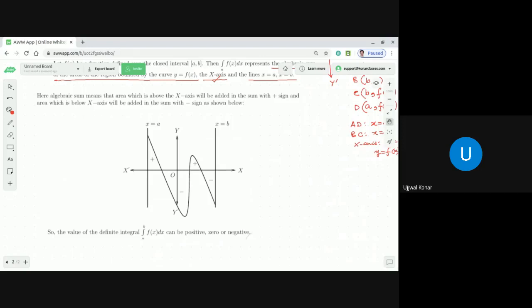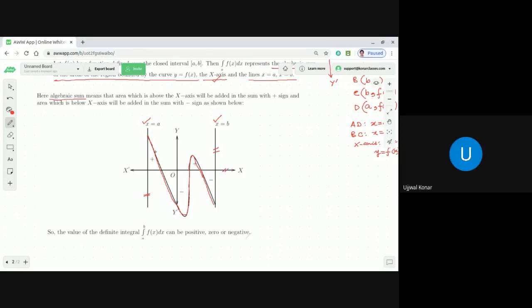Here, I emphasize the word algebraic sum: the area which is above the x-axis will be added. If you see, this is the curve y equal to f(x) that I have drawn here. And the integration is from a to b, so there are two straight lines. One is x equal to a, this straight line. Another is x equal to b, which is this straight line. And the x-axis is another straight line.